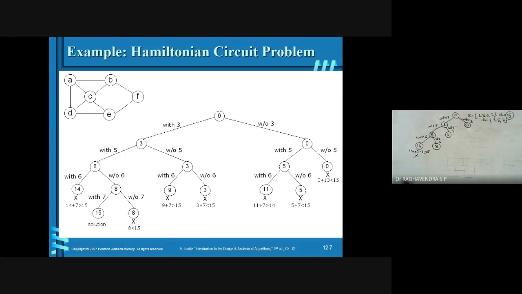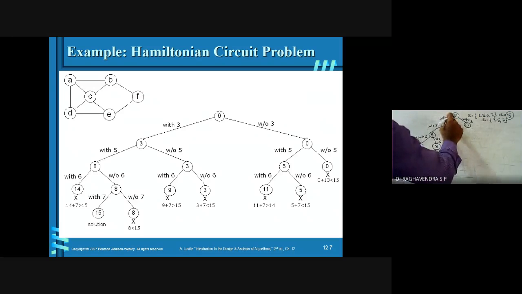On the other hand, if you go here with 7, you are going to get a solution. This is a solution. On the other hand, if you go without 7, you again get 8. This is not a solution because 8 is less than 15. So you have to backtrack. You have to go back.